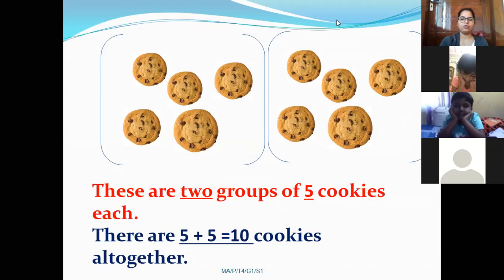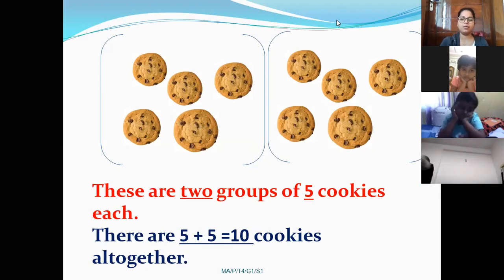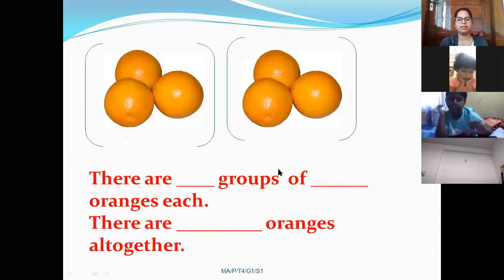So what we have to do is we just need to count how many groups are there, and remember one thing, that in one group there will be similar objects, similar things will be there in each group. Okay, in each group there will be similar things. Now, okay, now we have oranges here. We have oranges here.